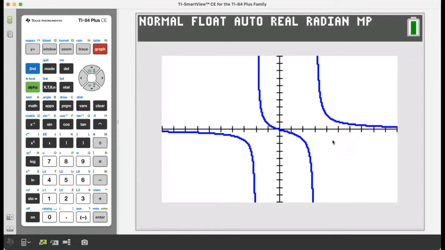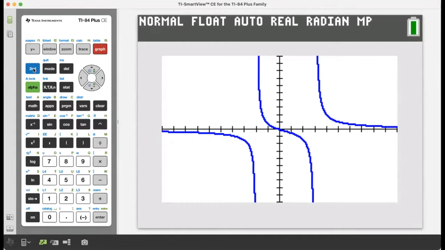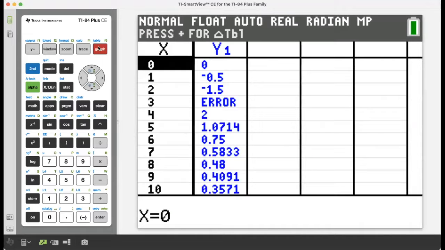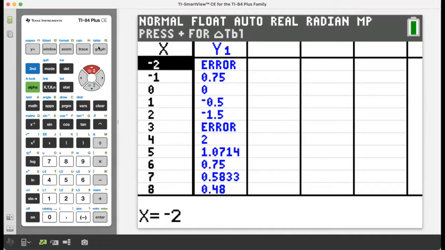I can even go so far as to look also at the table of values. I hit second graph and it takes me to the table of values. You will notice if I go to -2, there's an error because the function does not exist there. I also go to 3, once again, an error because the function does not exist there. So you can see how your graphing calculator can help you to get a visual representation of the function and determine its domain.